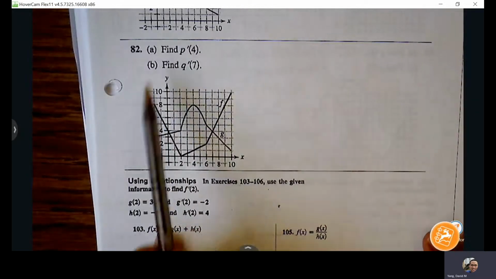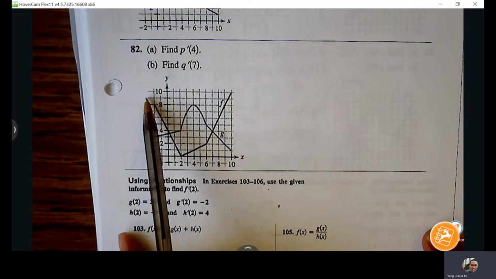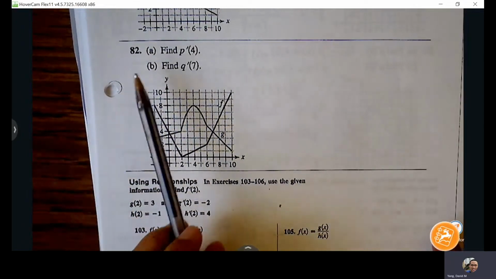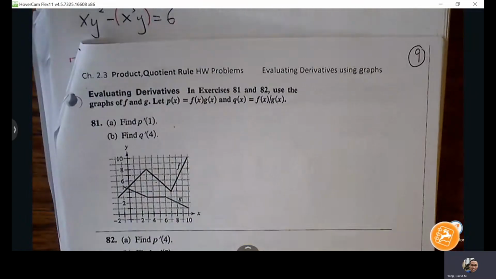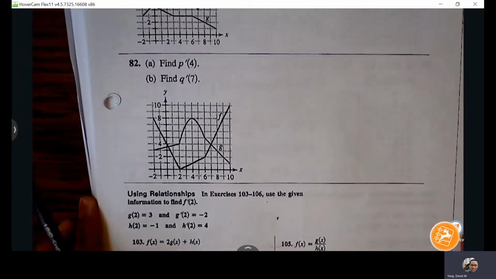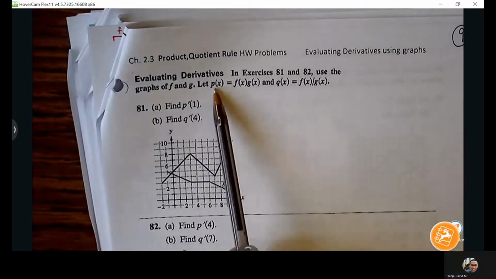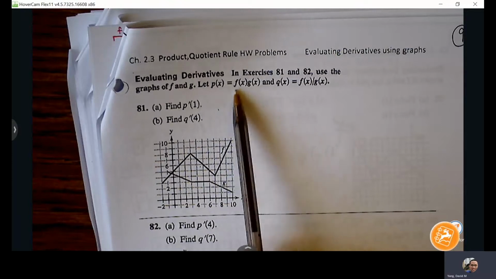You guys want to do another graph with product rule and quotient rule? That'd be helpful. Okay. All right. So let's go to 82. This is on page 9. So it says find p prime of 4. Build out your derivative first, and then you can work in the 4. Okay. So try that.